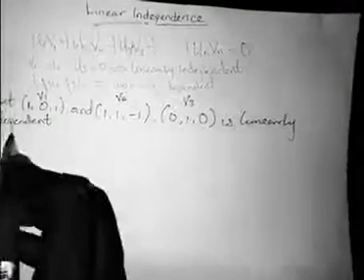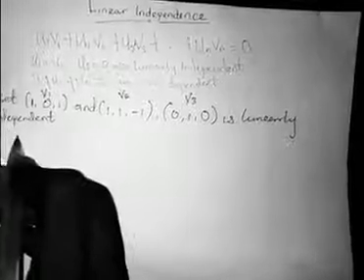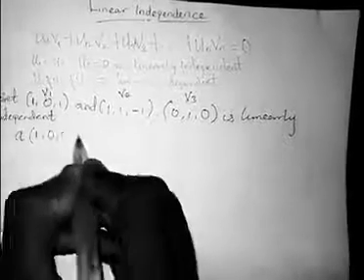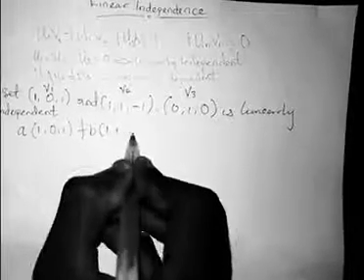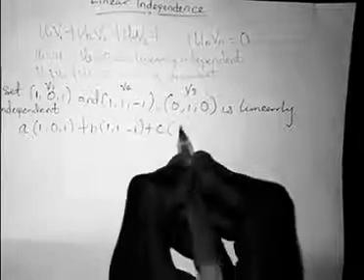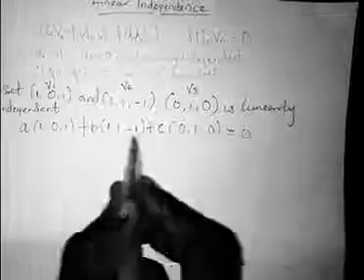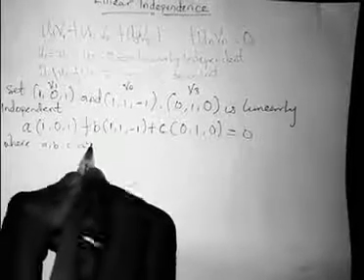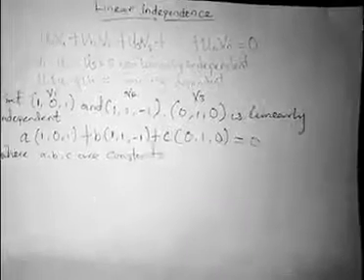So you choose a constant. Choosing constants, let's say we have a, b, c. So you have your a to multiply everything here, (1, 0, 1), plus your b will multiply everything here, (1, 1, -1), and your c will also multiply everything, (0, 1, 0), equals 0. Where a, b, c are what? Are constants. So your a, b, c are constants.